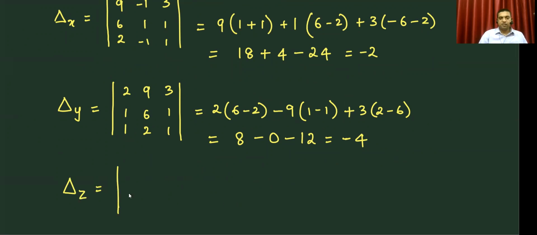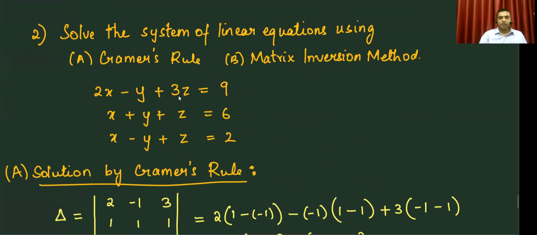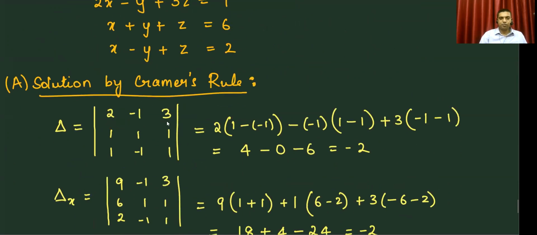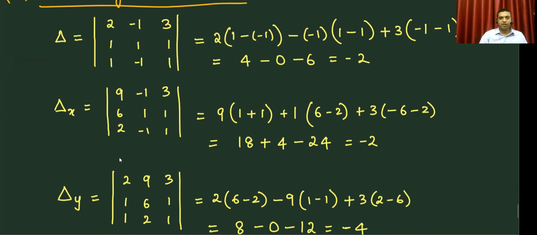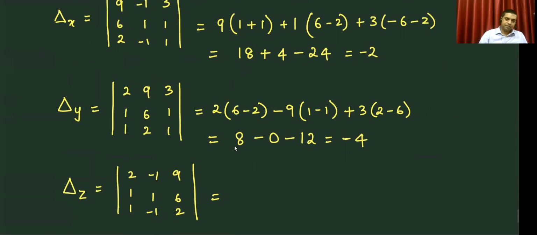Delta z, replace. See, the coefficients of x are 2, 1, 1, coefficients of y are -1, 1, -1, and coefficients of z should be replaced by the constants 9, 6, 2. Okay, we have replaced 3, 1, 1 by 9, 6, 2. Rest are all same.